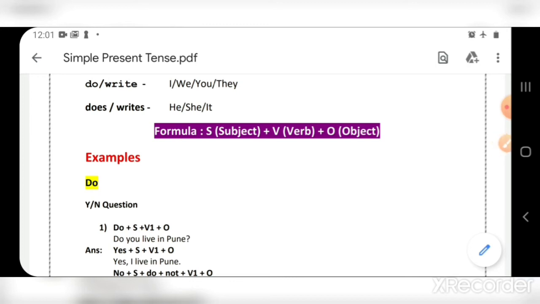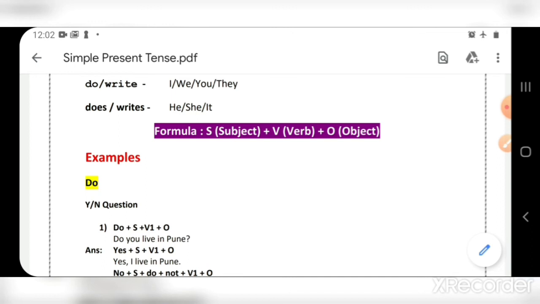Okay, when does he watch movies? When does she play cricket? When does he go to office? Or how does he go to office? Where does he go? Because the answer would be office. Okay, so in this way we have to ask yes no type or WH questions. I hope you are understanding this.